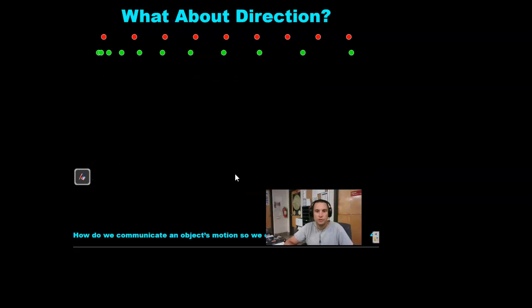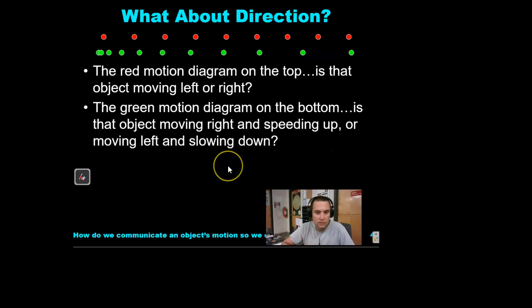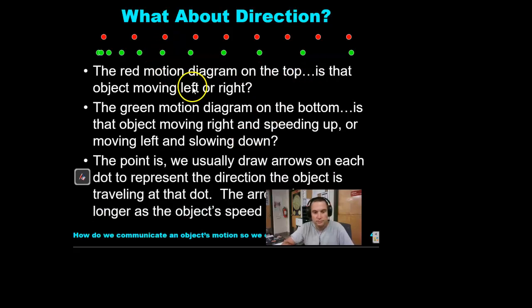There we go. What about direction? The red motion diagram on top: is the object moving right or left? I don't know. Green motion diagram on the bottom: is that going right and speeding up, or left and slowing down? Point is, we usually draw arrows on each dot to represent the direction the object is traveling. The arrows become longer as the object's speed increases. Important.